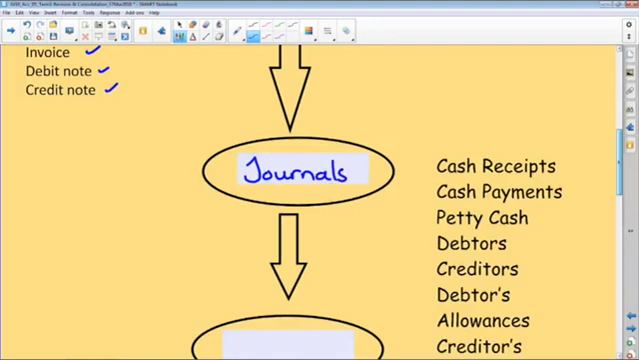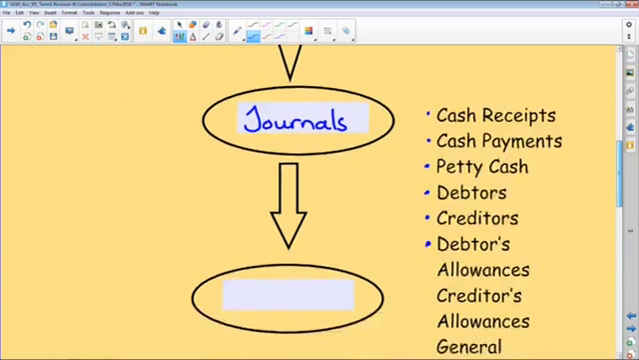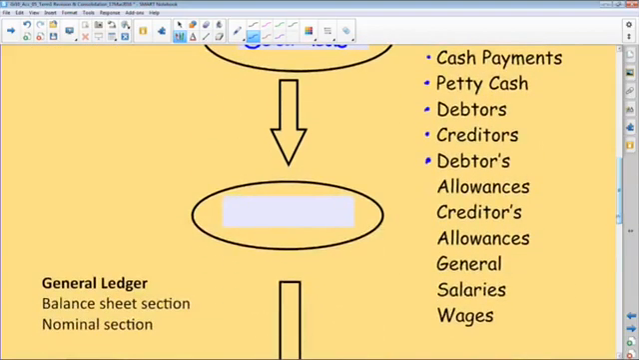We have your cash receipts, we have cash payments, we looked at your petty cash, we looked at the debtors journal, the creditors journal, the debtors allowance journal, and then lastly, your creditors allowance journal. And then next term, we're going to look at the general journal, the salary journal, and the wages journal. So you already completed 7 journals, guys. 7 journals are completed. You need to know them off by heart.